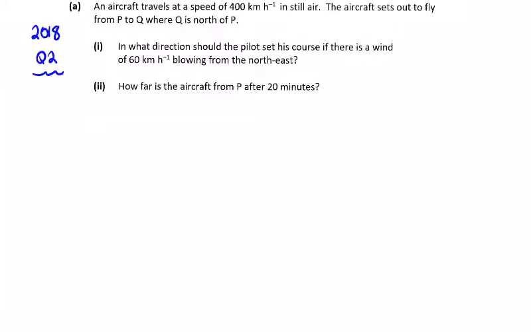2018 question 2. An aircraft travels at a speed of 400 kilometers an hour in still air. It sets out to fly from P to Q. Q is north of P. Here's Q and P.